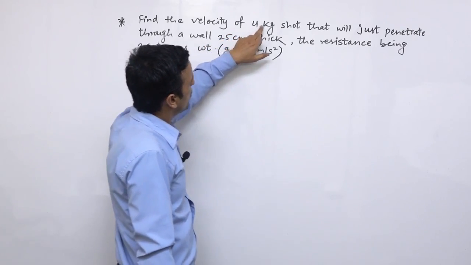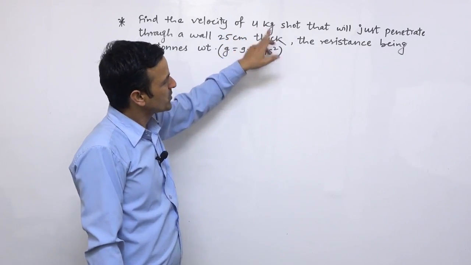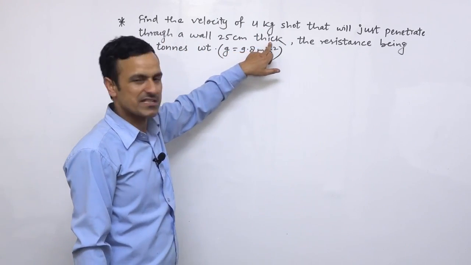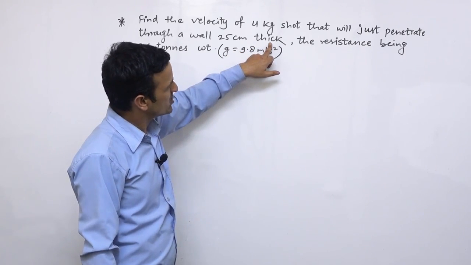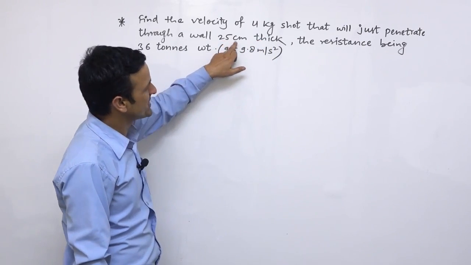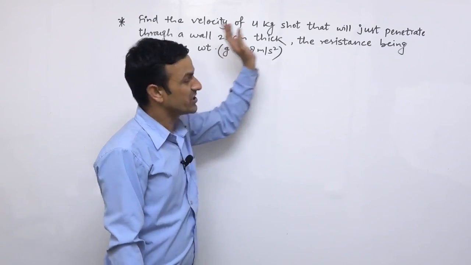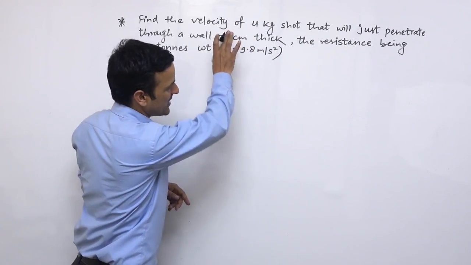And the velocity of 4 kg shot means its mass is 4 kg, which will just penetrate through the wall, this one thick. Thick means it is the distance covered by that shot which penetrates, 25 centimeter means it is also converted into meter. It is S, the distance covered by that body.